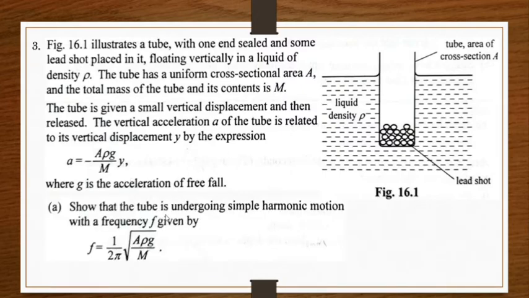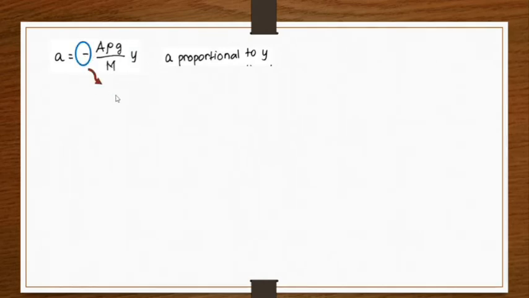Now, show that the tube is undergoing simple harmonic motion with a frequency f given by this equation, 1 over 2 pi times the square root of A rho g over m. Okay, we can see that we have this equation a equals minus A rho g over m times y. So a is proportional to y. And the negative sign shows that a is in the opposite direction to y. And those are the characteristics of simple harmonic motion. So this motion is simple harmonic.